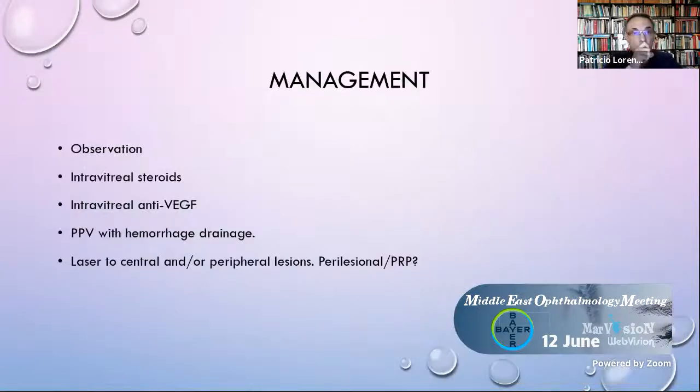So we thought it was miliary aneurysm. We were discussing the management with the patient: observation alone, maybe intravitreal steroids, intravitreal anti-VEGF, pars plana vitrectomy with hemorrhage or subretinal hemorrhage drainage, and maybe laser to the other areas, which were asymptomatic at that time, at the peripheral retina. The patient didn't want to take any days off, and finally we decided on going for intravitreal anti-VEGF.